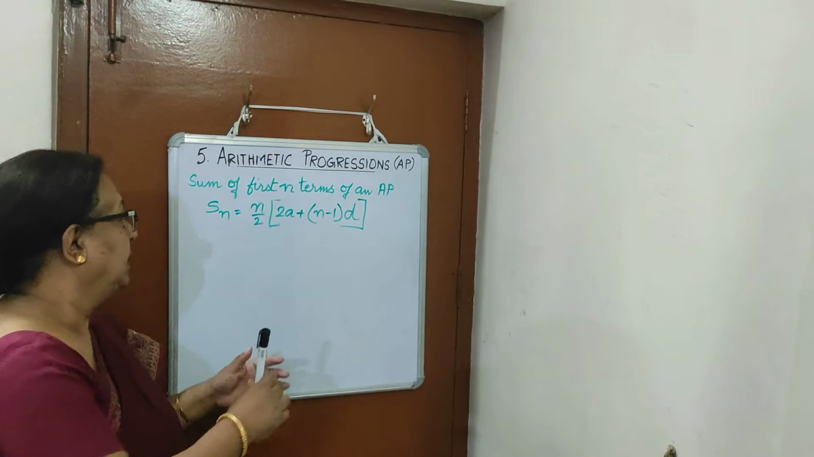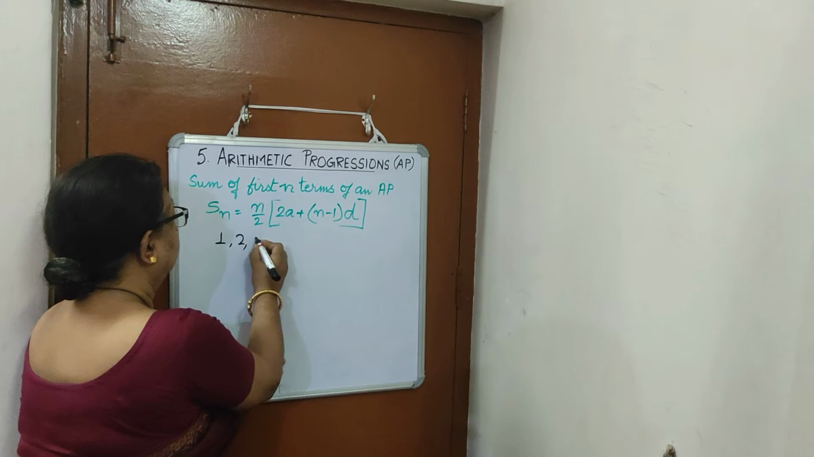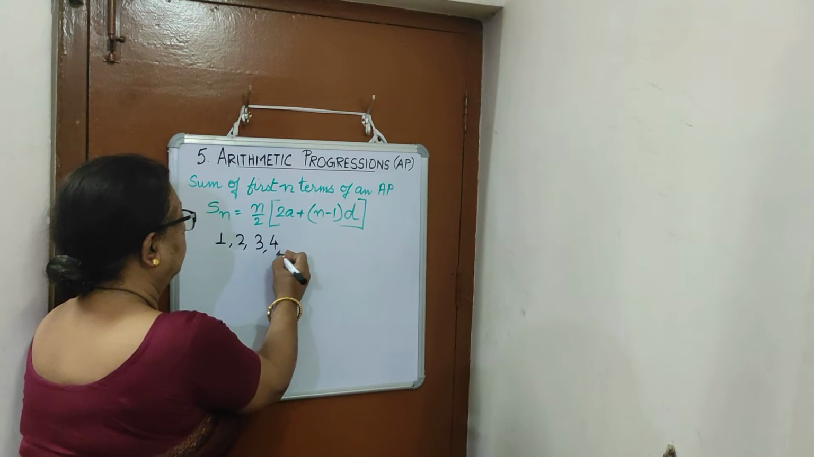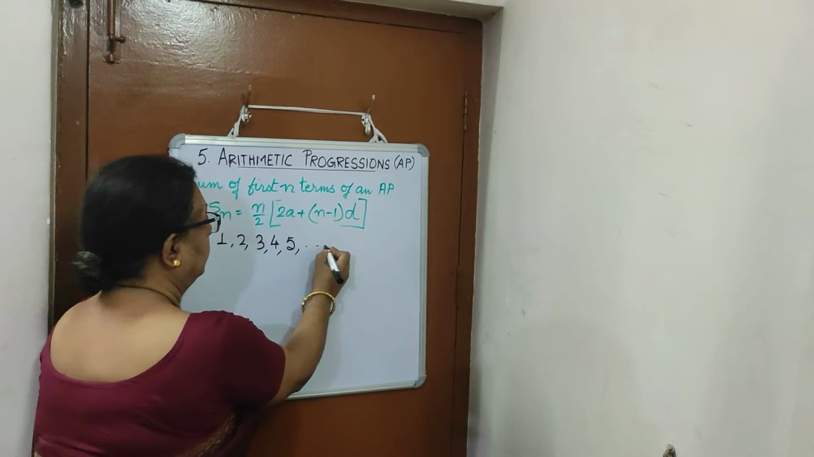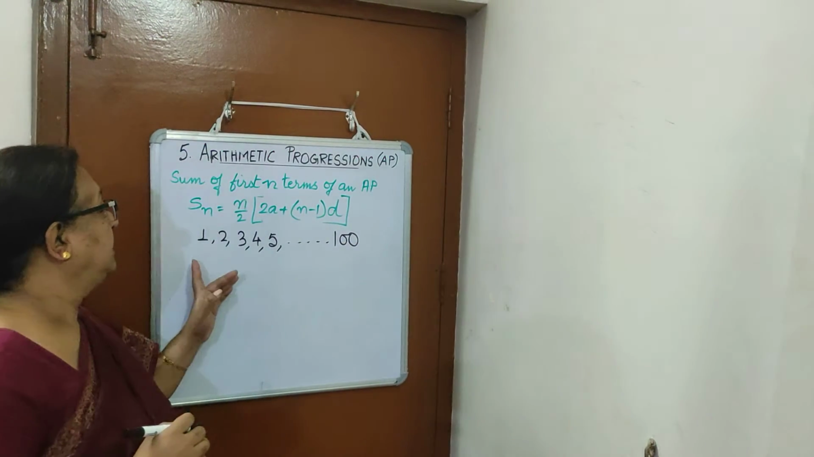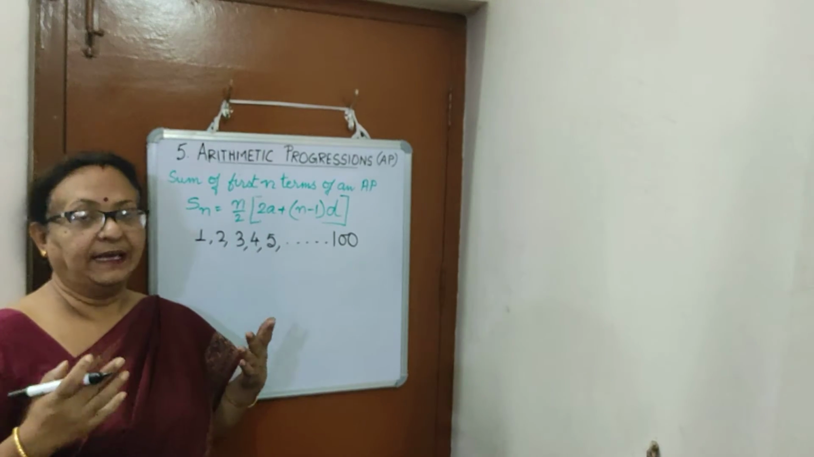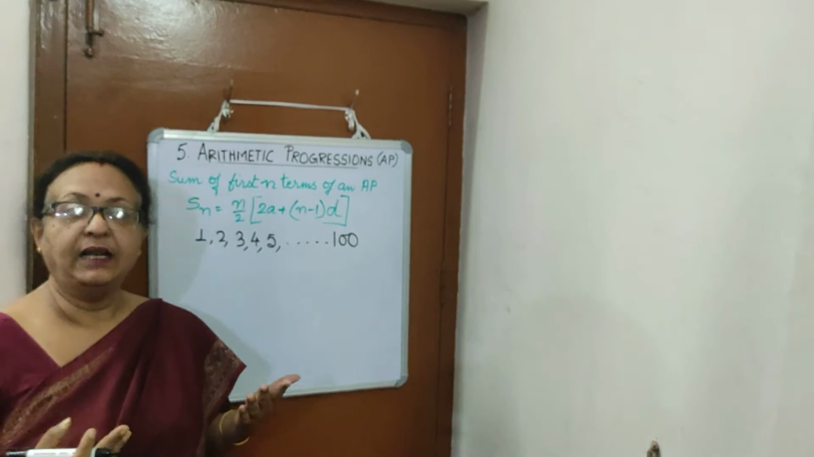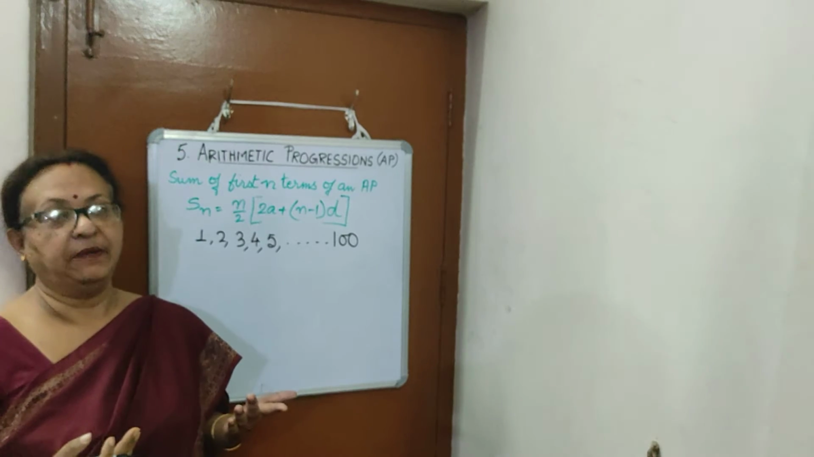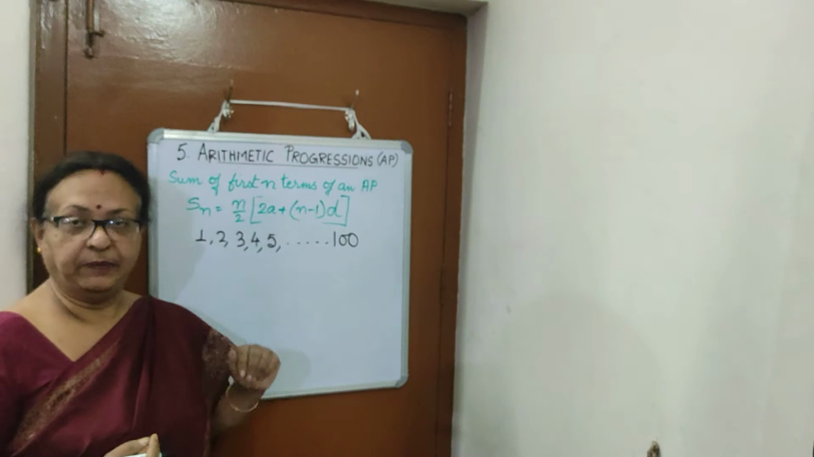Now suppose I take this sequence of numbers. This is a sequence. Is it an AP? Now by this time you can very well say whether a sequence is an AP or not. Is it an AP? Yes, of course this is an AP.